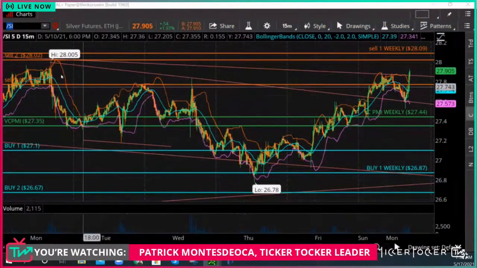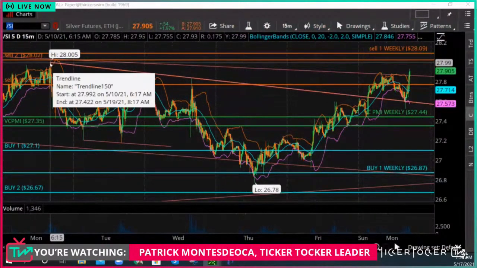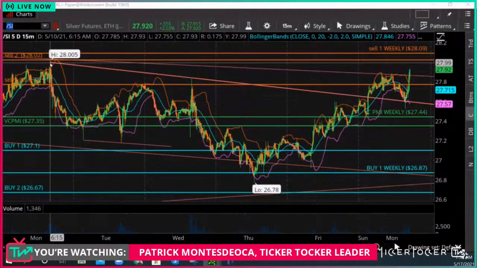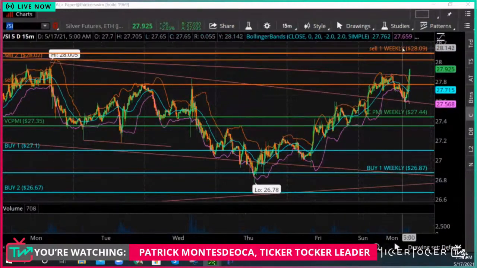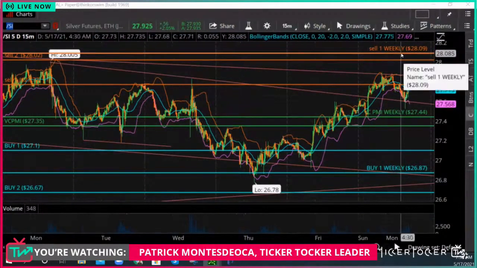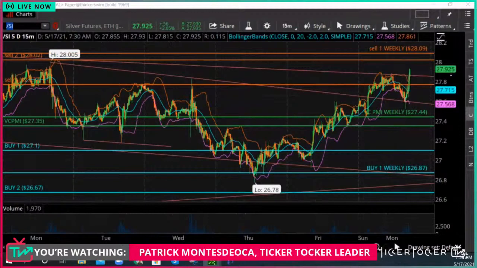$28.02 is the target that silver is targeting now. The high last week was at 28.02, which is the sell one. The weekly sell one is 28.09. So these are the targets that we're looking at.